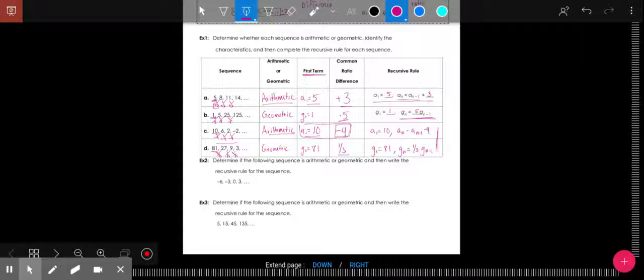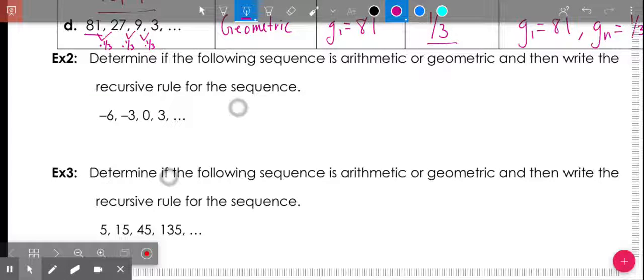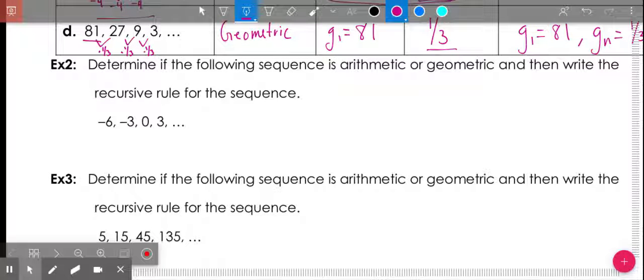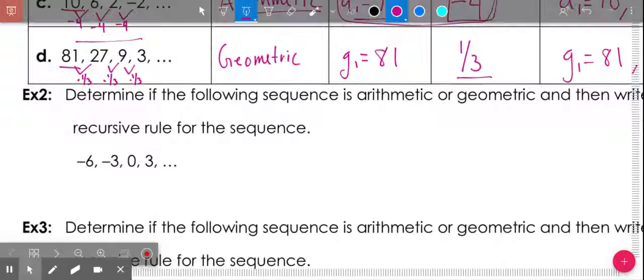Looking at example number 2. We have: determine if the following sequence is arithmetic or geometric, then write the recursive rule for the sequence. So this right here, guys, is what your test question is going to look like. I'm not going to give you a table to fill in. It's going to be a question like this.